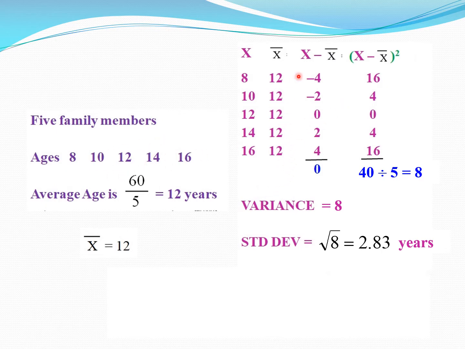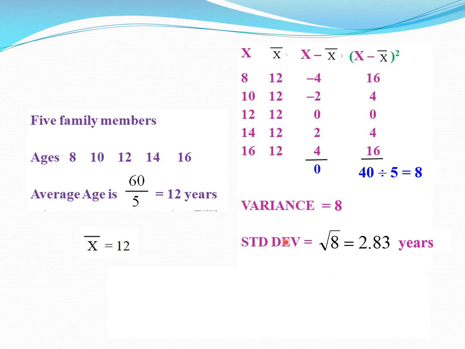Now somebody might say to me, couldn't we just make all these differences positive? 4 and 2 is 6, and 6 is 12, and divide the 12 by the 5, and we'd have got 2.4. That would be a kind of measure of deviation, but there are other reasons in statistics why we square this difference and then divide by 5. We won't go into that today.